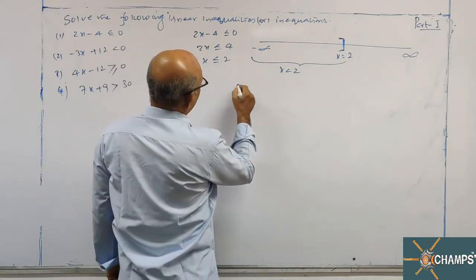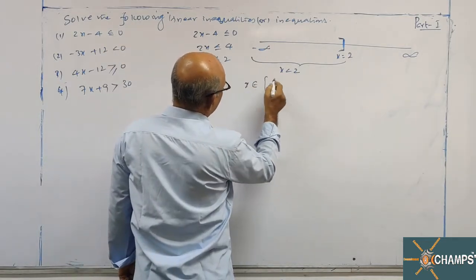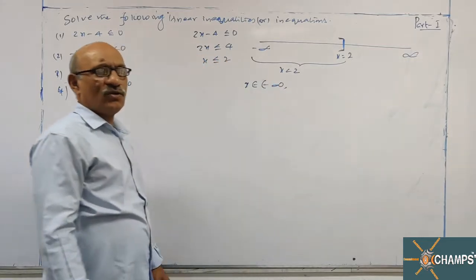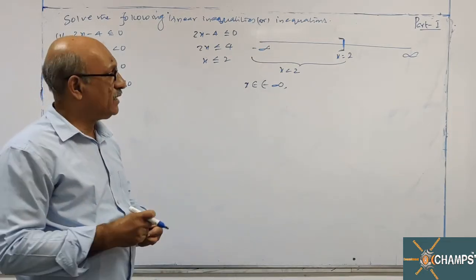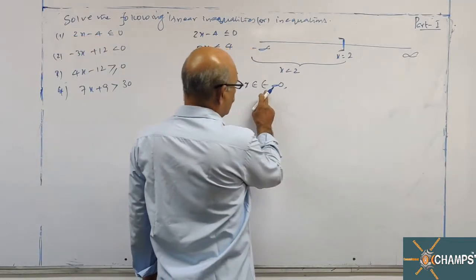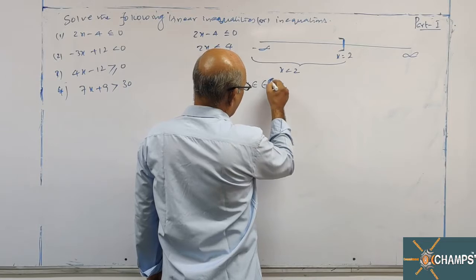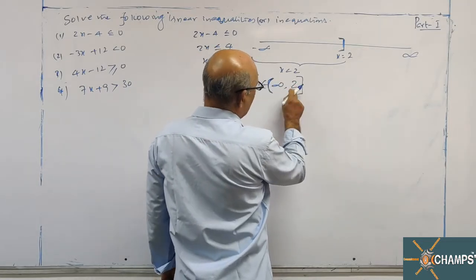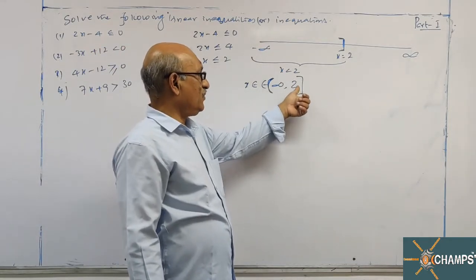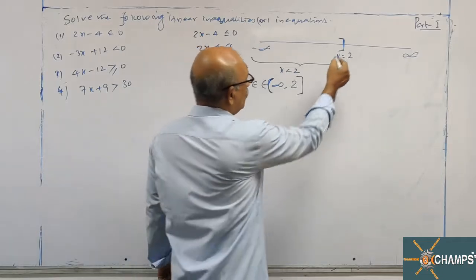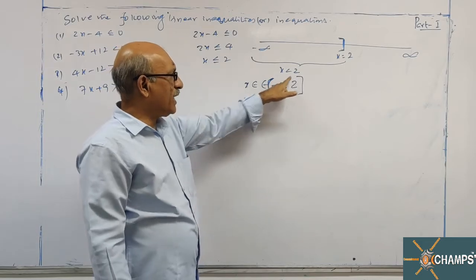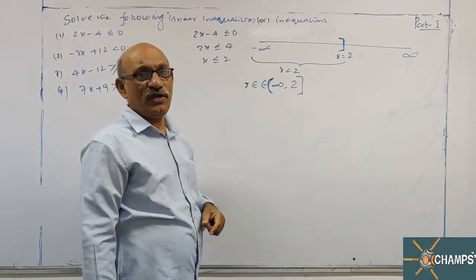Therefore, x belongs to minus infinity, open interval, because minus infinity value cannot be taken into consideration. Minus infinity is a very small value. Open interval means ordinary bracket. You are including 2, therefore square bracket. It is called a closed interval. 2 is closed, it means you are considering 2. Infinity you are not considering. So open brackets, closed brackets. Minus infinity to 2, this way you have to write.